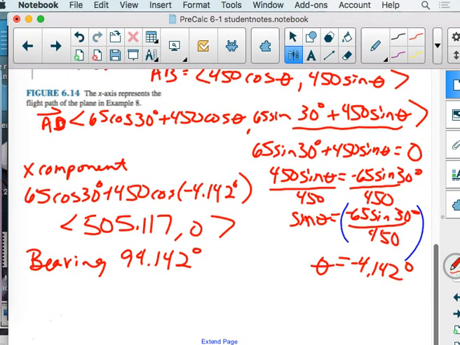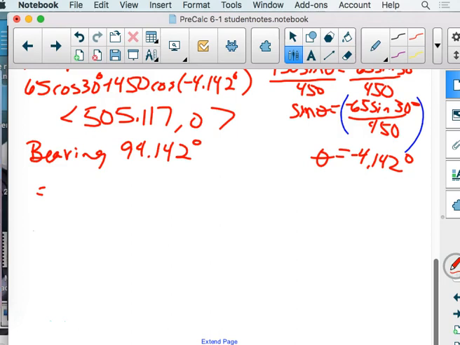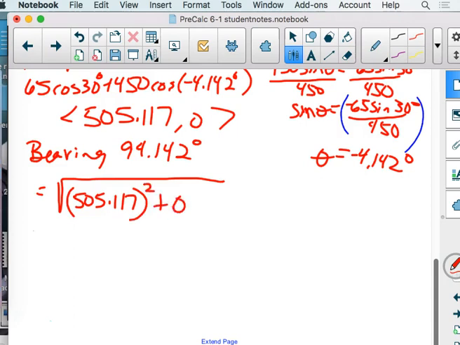All right, the other thing they wanted to know, determine the airplane's speed. Well, that's the magnitude of this lovely little vector right here that we found. So that will be, because in component form, it's always with 0, 0, the square root of 505.117 squared plus 0 squared. Wait a minute. Won't it just be 505.117? Exactly. Square root and squared. We just need to put the appropriate label on there. So what were they talking about for speed? Well, that's good enough. MPH.